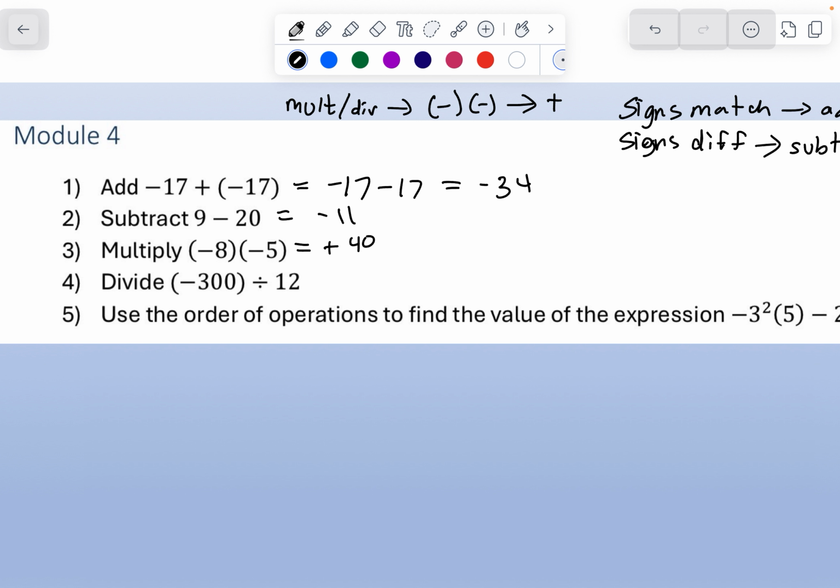For 4, we have a negative divided by a positive, so we know the answer is negative. You're done with that, throw that away. And then do the division. So 300 divided by 12 is 25.